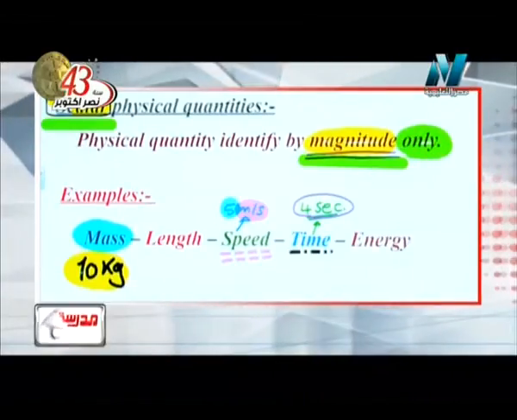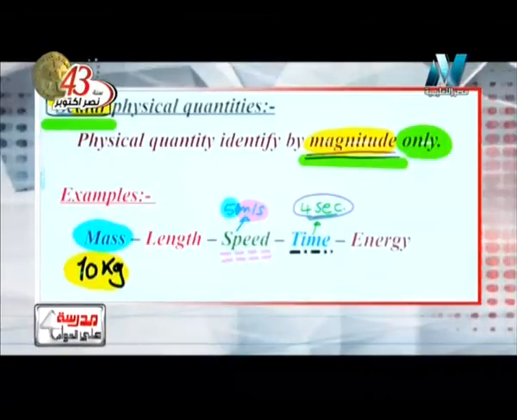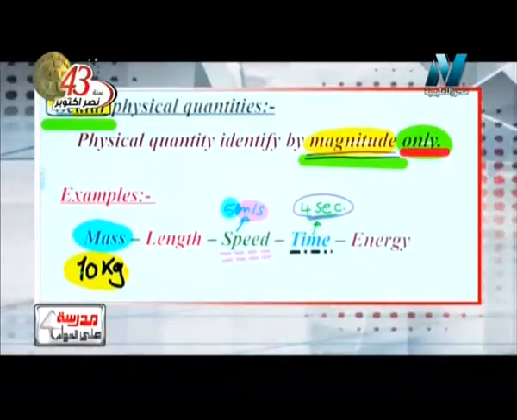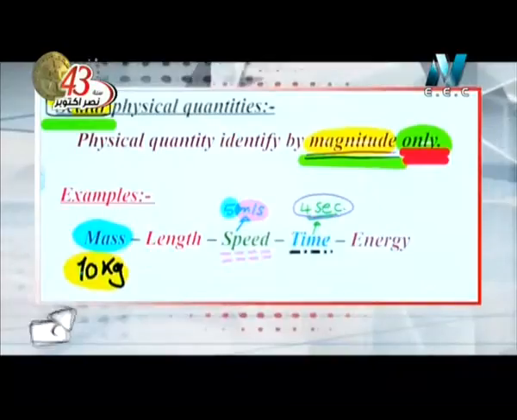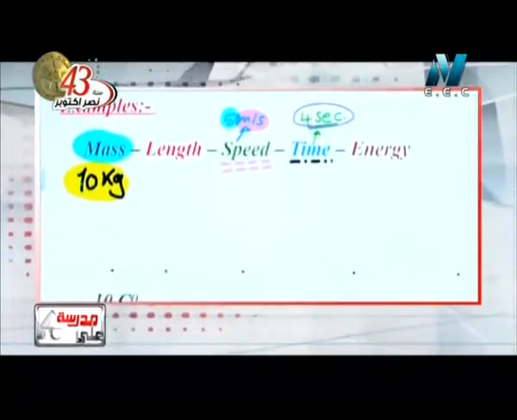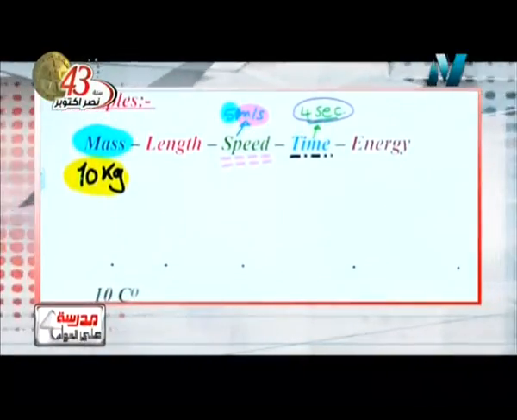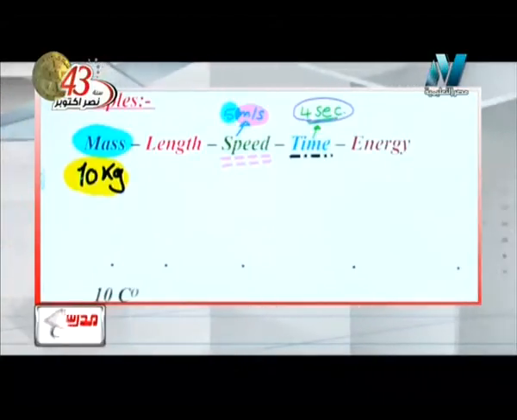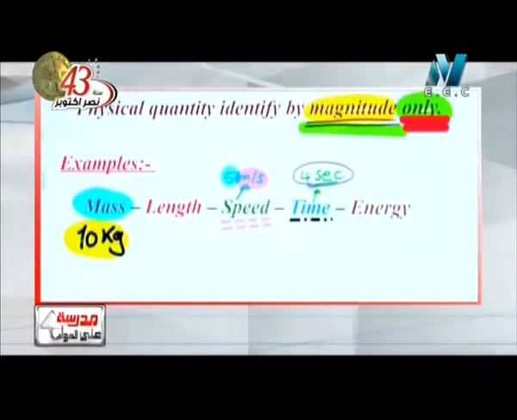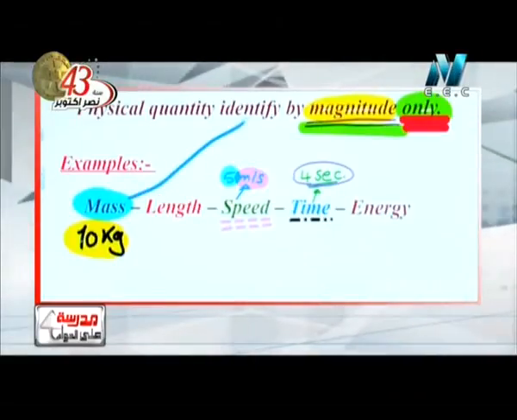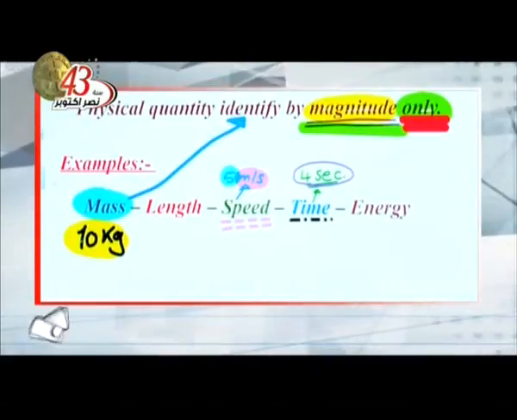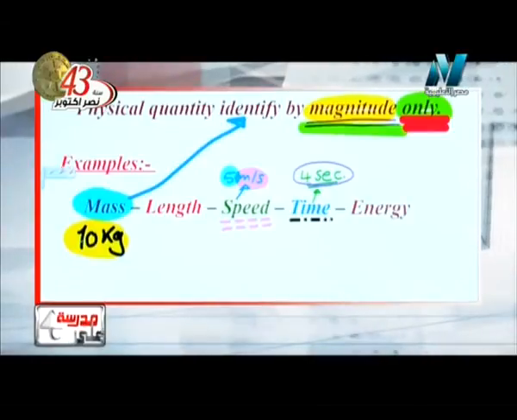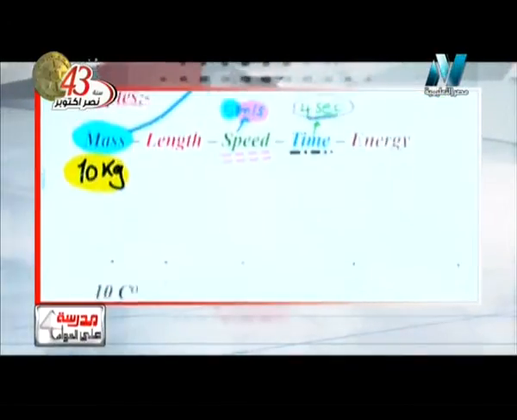Again, we identify the scalar physical quantities by using magnitude only. If the question says give reason for why mass is considered a scalar physical quantity, I say because mass is identified by magnitude only. And we should know the measuring units of each one of them.